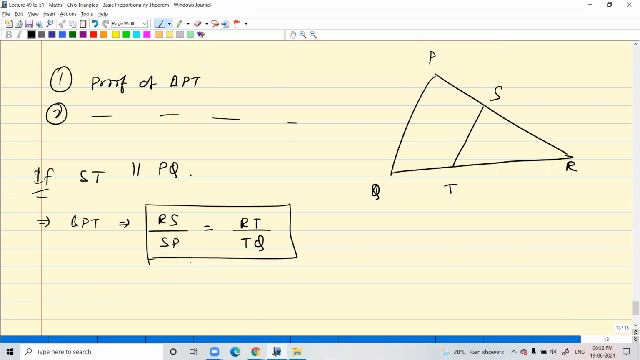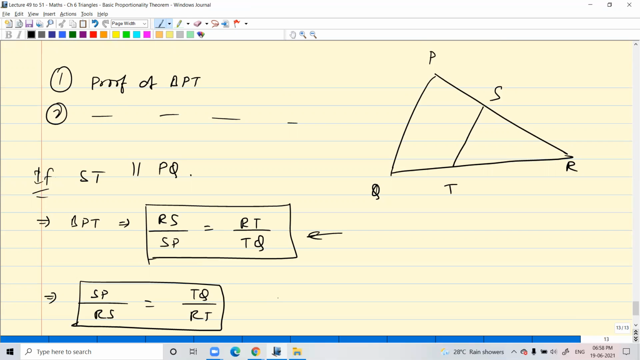Okay, very good. Then from the same thing, we can write the reciprocal also. SP by RS will be equal to TQ by RT. This is just the reciprocal of the BPT, this one. What else can I write? What other ratios are equal?